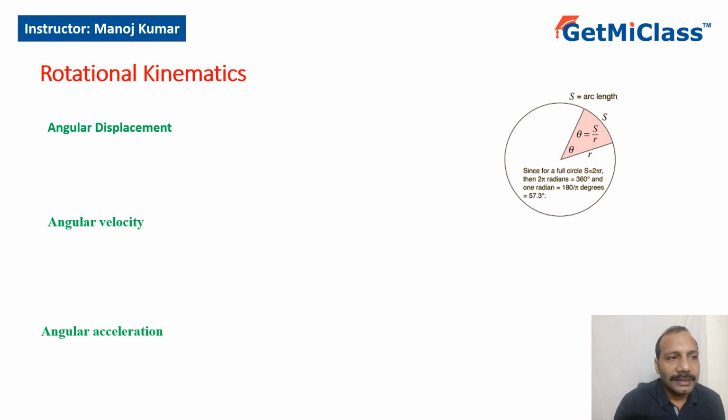So how do I define it? I can say angular displacement is the angle subtended or angle covered by a body. So in this case, for a linear distance of S along the arc, angular displacement is theta. This is the angle that has been covered. Now what is the relation between theta and S? I can write S equal to R theta. This S equal to R theta is only valid when theta is in radians, otherwise it's not valid.